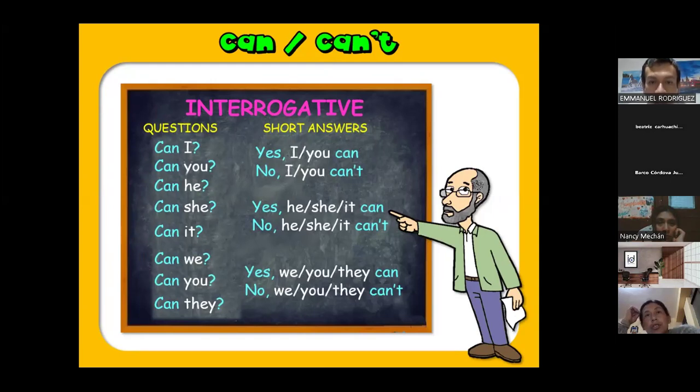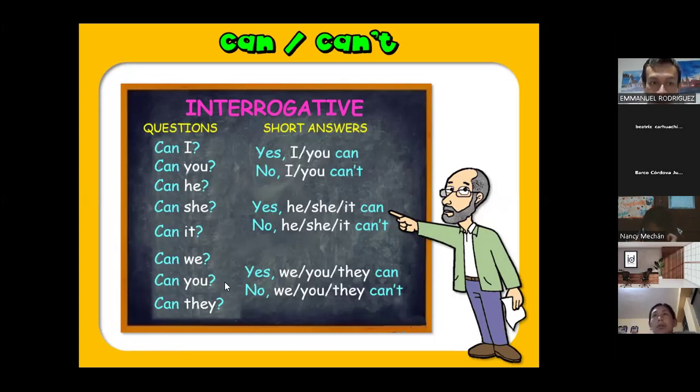No, it can't. ¿Ok? Cuando observamos aquí lo que es can he, can she, can it, short answer positive, como tenemos en el ejemplo. Y short answer negative, aquí también dependiendo de la pregunta. Can he? Yes, he can. Negative: no, he can't.